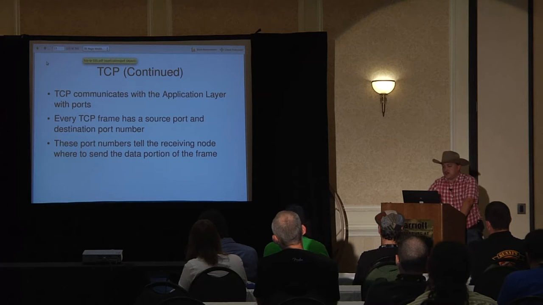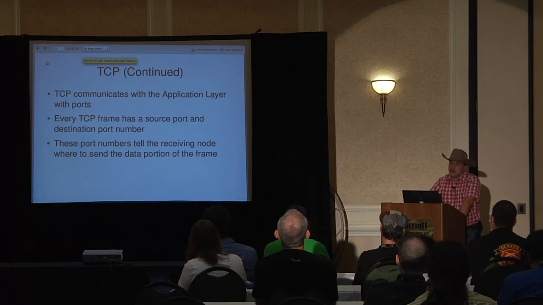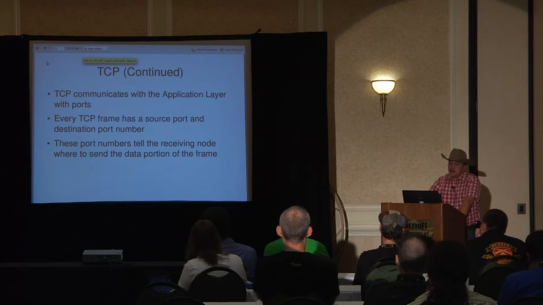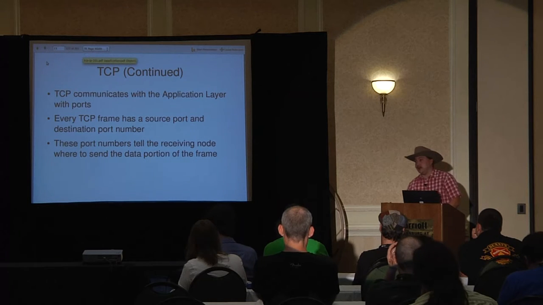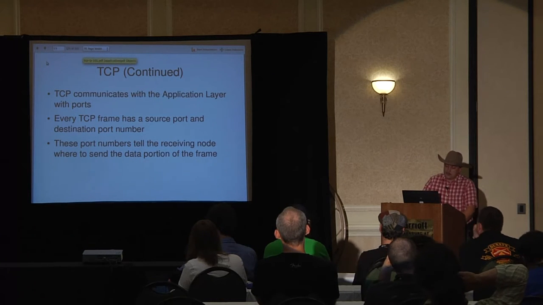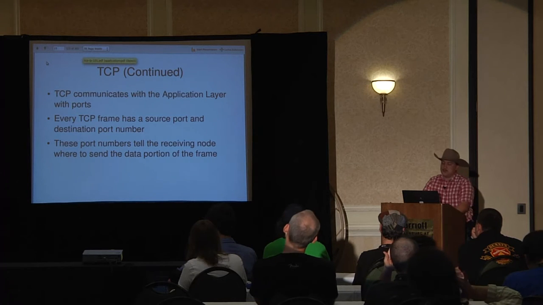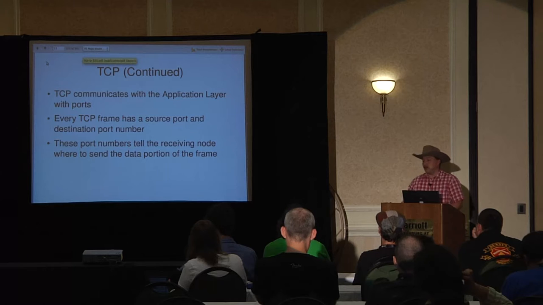Every TCP frame has a source port and a destination port. Say Firefox picks some random high number port, we'll call it 12345. The destination port may be 443 for an encrypted connection. Those get reversed when the acknowledgement or any data gets sent out. So then the destination will be 12345 and the source will be 443. And it's those port numbers that tell the kernel which application to give this to.